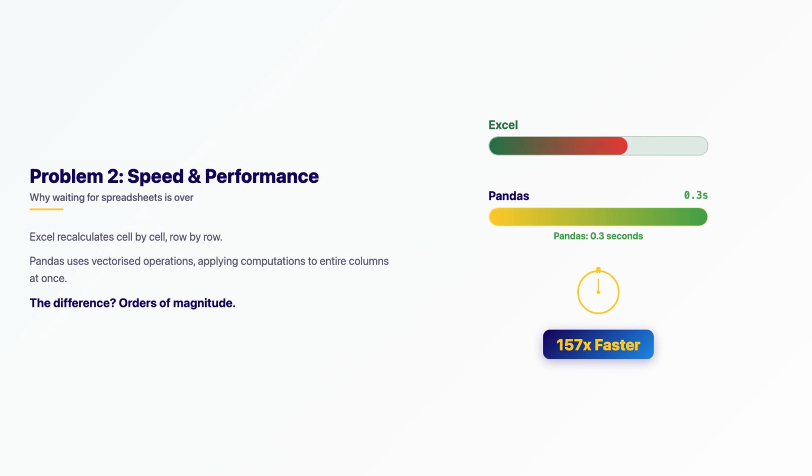running under the hood. The result, filtering 1 million rows in Excel, can take several minutes. In Pandas, the same operation takes about 300 milliseconds. That is roughly 600 times faster. This speed difference becomes even more dramatic as your data grows larger.